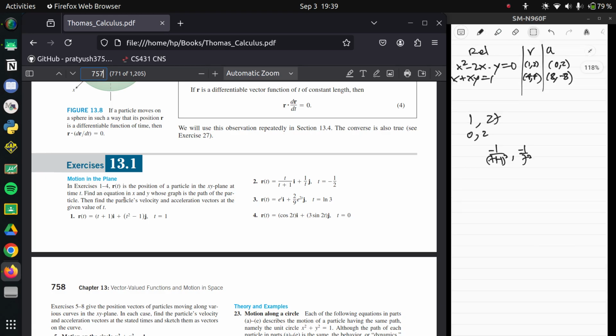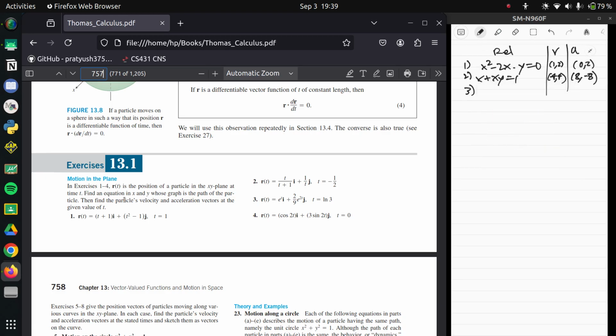Okay, next, the third one is e power t, all that stuff, t equal to natural log of 3. So once again, find a relation first. That's really just 2 by 9 x squared. Come on, why am I even doing this thing? So it's 9y equal to 2x squared, some sort of a y squared equal to 4x sort of thing. Parabola, but never mind, forget the shape.